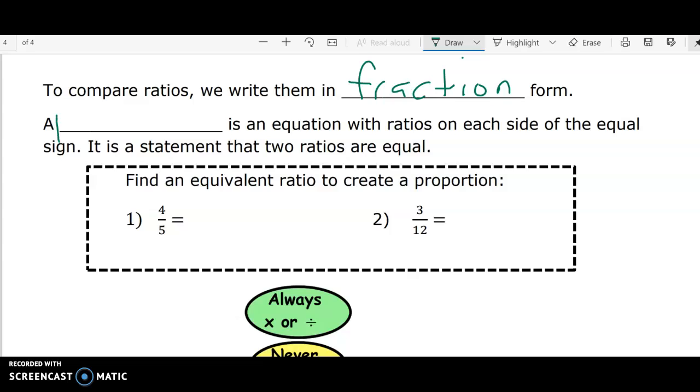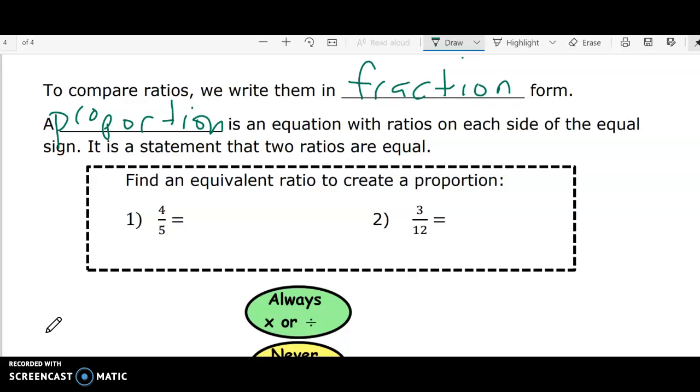A proportion is an equation with ratios on each side of an equal sign. It is a statement that two ratios are equal. So find an equivalent ratio to create a proportion.